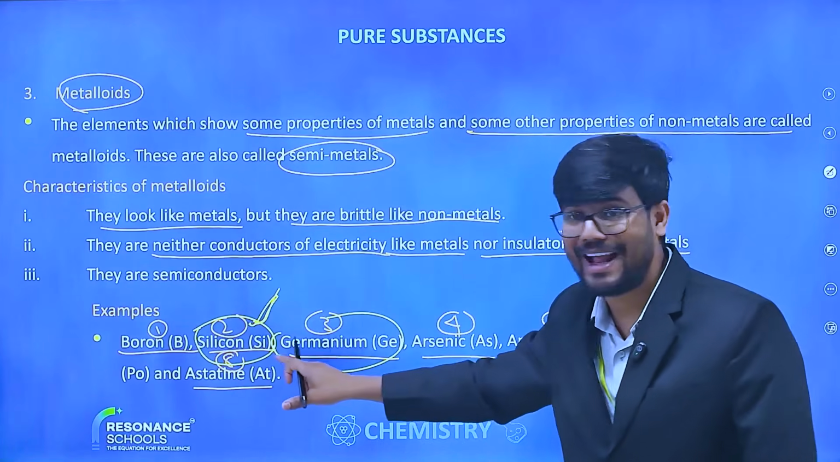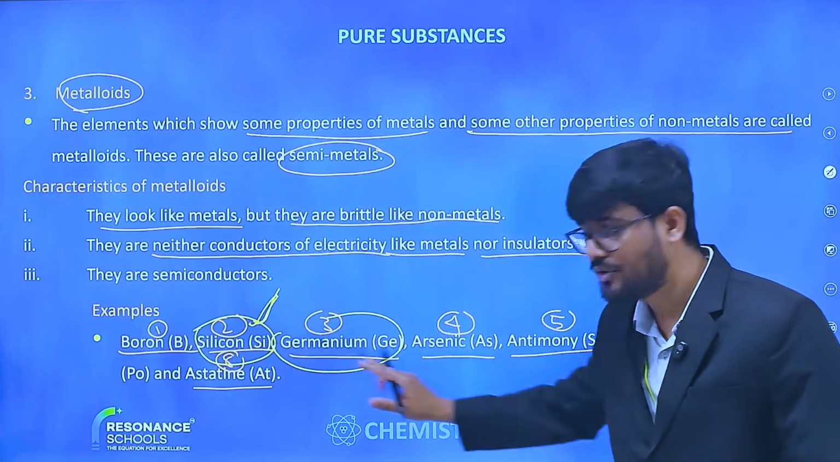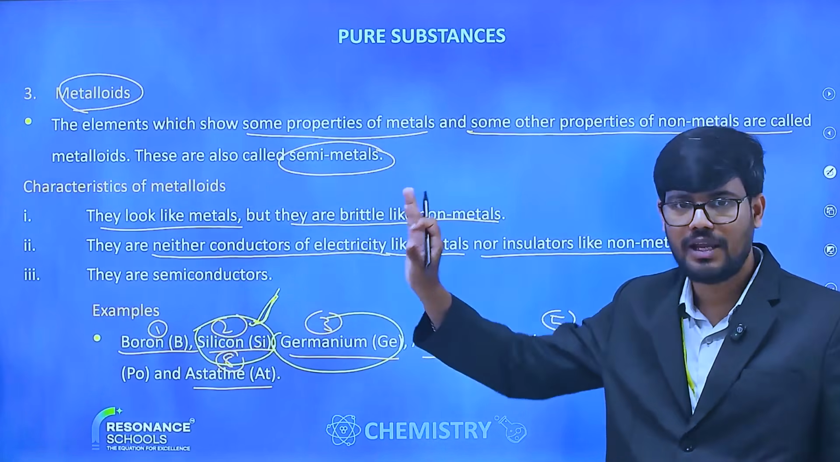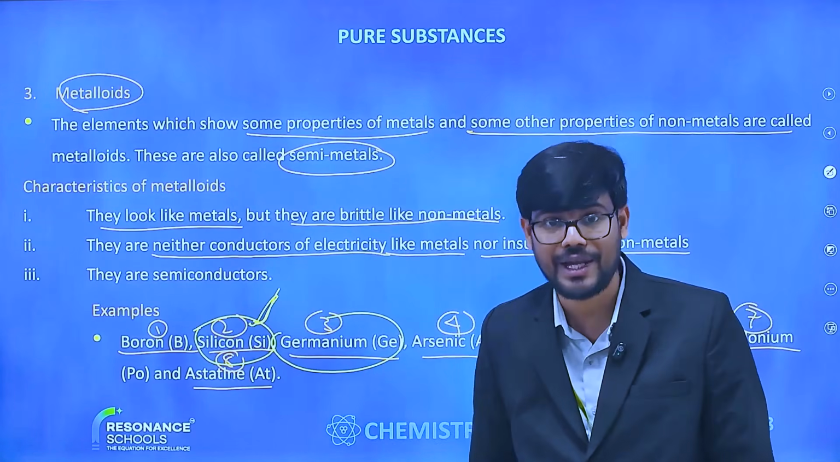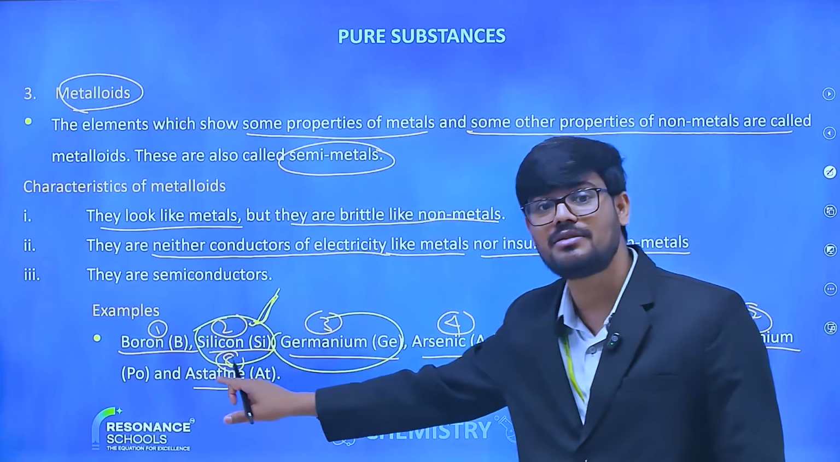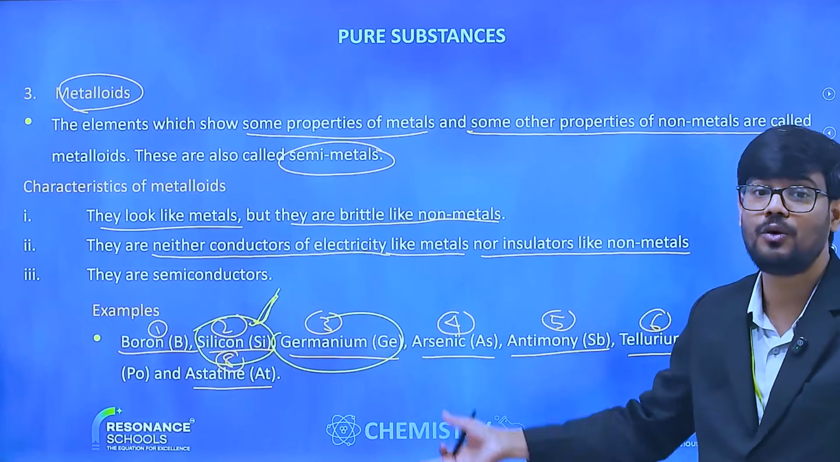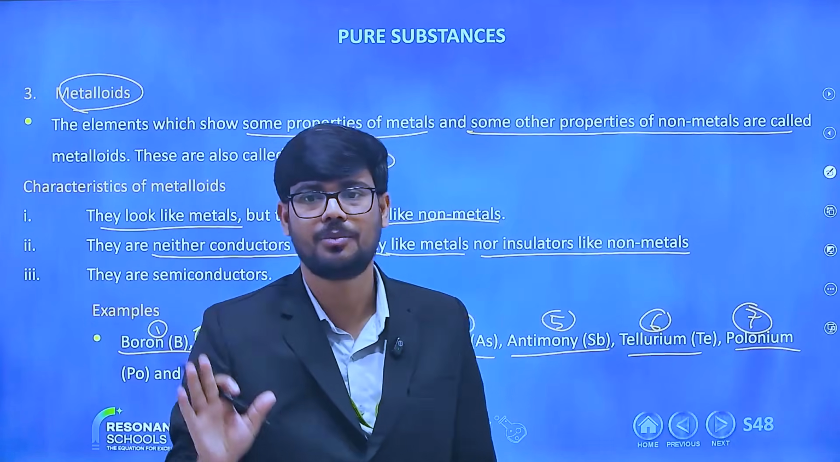So that's why we cannot say these are all metals. We cannot say these are all non-metals, because they don't fully follow any one of them. That's why there is a new term called metalloid. Metalloid, by definition, means an element that follows both, some properties like metal, some properties like non-metal. That's all.